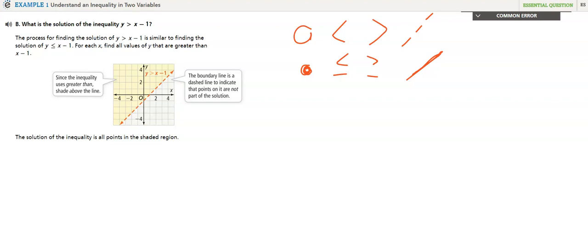So you can see here that solving this is very similar to the last one. For each x, find all the values of y that are greater than x minus 1. Since the inequality uses greater than, we're going to shade above the line. Greater than means shade above. And the boundary line is now dashed because we are not equal to the line. So the solution of the inequality is all the points in the shaded region. This point works, this point works, this point works, this point works. All the points in the shaded region are solutions to this inequality.